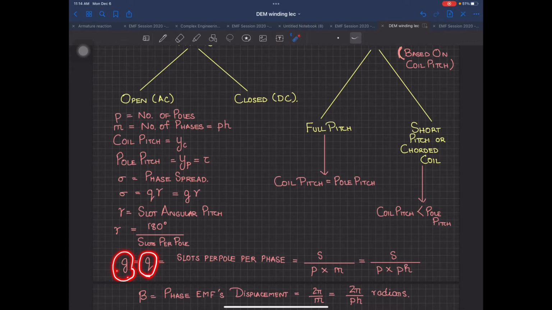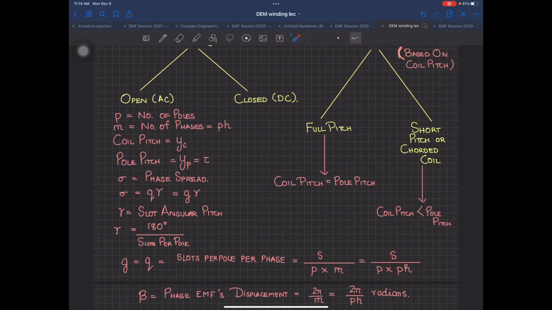This document which I have shared with the CR, Hamza, you can share with everyone so that everyone has an idea. In this document they are using Q, but G, what is G actually? We have talked about previously in the lectures that G is the slots per pole per phase. And this is equal to S divided by P into M, where P is the number of poles, M is the number of phases. I have written PH also, so you don't get confused, because the document I have shared uses M, but this is the same thing as PH. So this is slots, this is slots.